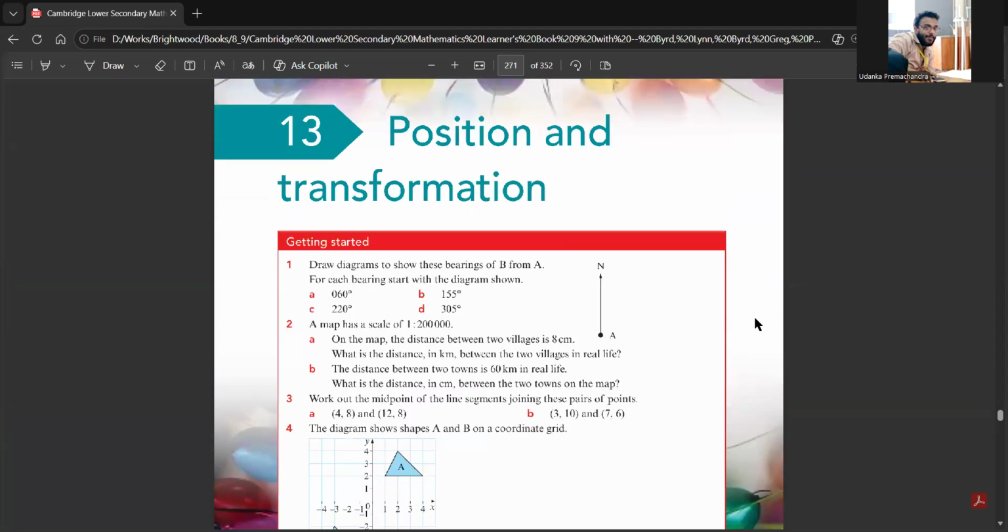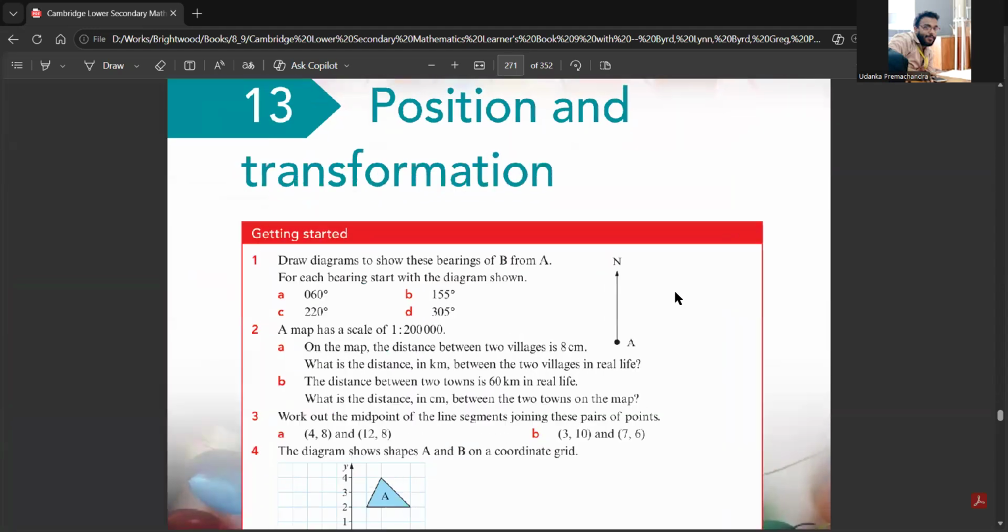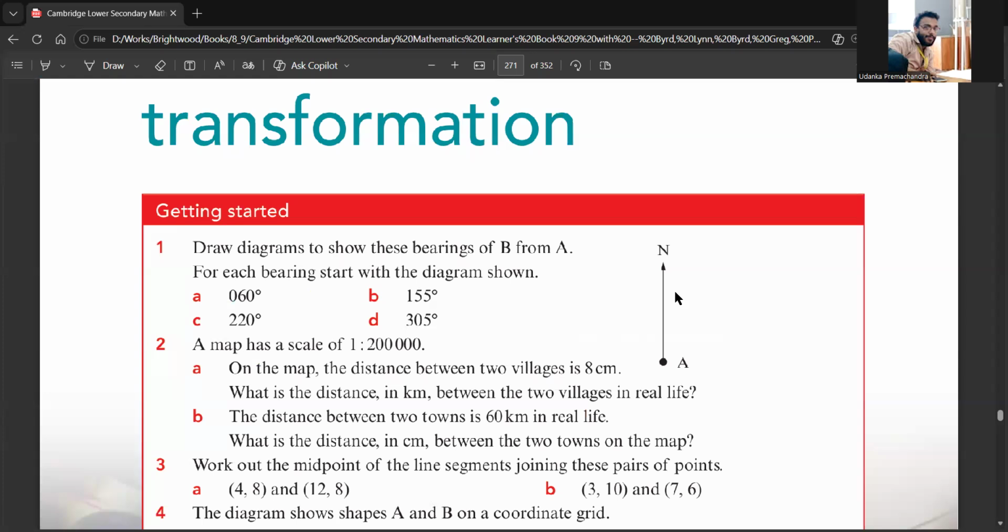So in positioning, you have to discuss the bearing first. What's the bearing? Bearing is the magnitude of the angle starting from the north direction. If you are starting from the north direction, you can get the bearing of each.